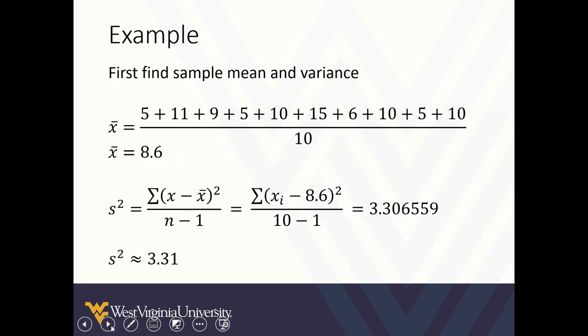So the first step for this, since we do need to have our sample mean and sample variance, is to calculate those. The sample mean in this case would be 8.6, and the sample variance would be 3.306559. That's a longer number to work with than we really want, so we're going to round that to be 3.31.